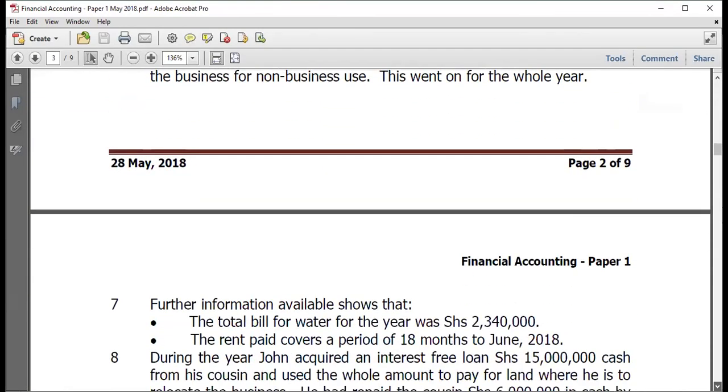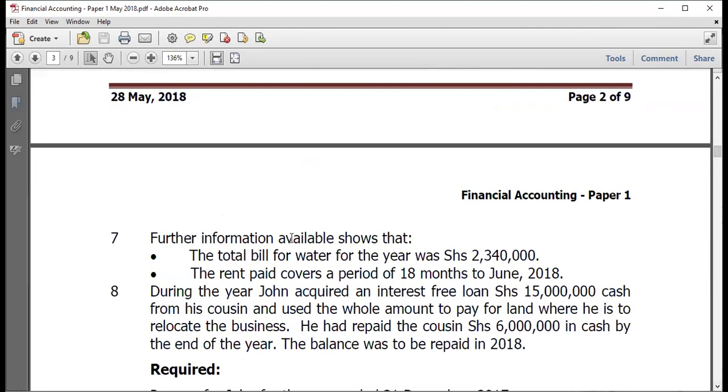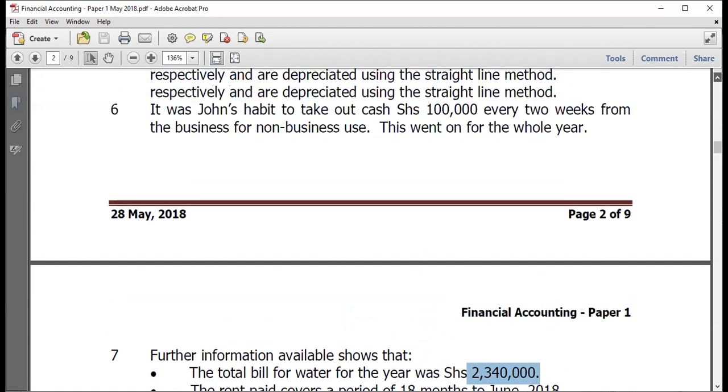And then we proceed to our question to get those free marks. So they're telling us that further information available shows that the total bill for water for the year was 2,340. Okay, this is a bill for water, not payment for water. So you don't take this direct to the cash book. Okay, but we are going to be able to find out what goes to the cash book, how much was paid. For example, if it's a water bill, you look at this 2,340 and just go back and look at the balances.